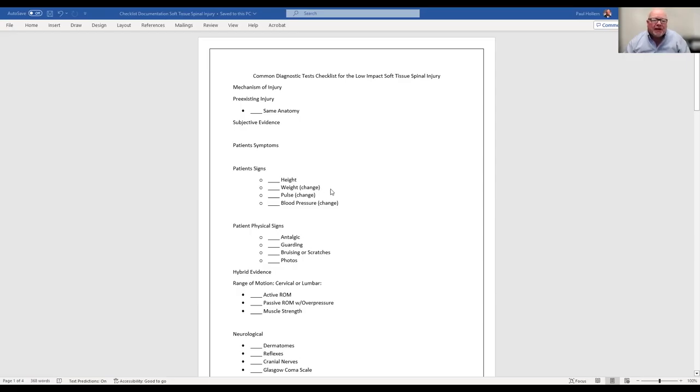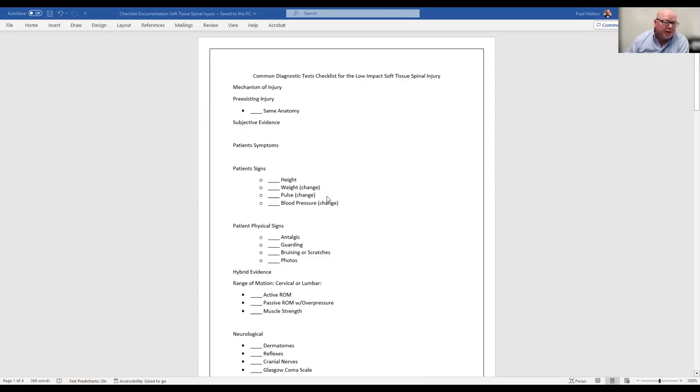You might see a little bit of weight changes if the patient's at MMI and they've been sedentary for a long time, they gain weight. Okay. Will we typically see very many pulse changes? You could see a pulse change if you'd seen the patient somewhat relevant after the accident, right? But otherwise, no, that wouldn't be much of a finding. Same with blood pressure, or if the person was in pain when you did it.